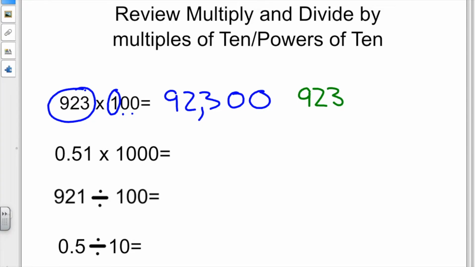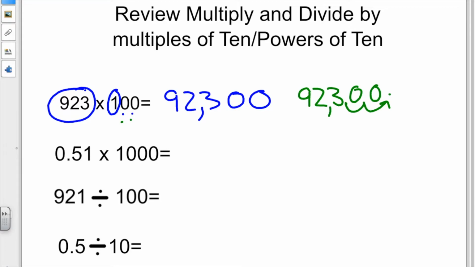Another way to think about this problem is taking 923, and let's place a decimal point where it should belong. That would be after the ones place, so right here. And since we're multiplying by 100, we need to move our decimal 2 spots because there's 2 zeros in 100. And again, this only works for multiples of 10, like 10, 100, 1,000, 10,000. So again, move it 2 spots to the right because there's 2 zeros in 100. 1, 2, and fill these empty spots with zeros. We get 92,300.